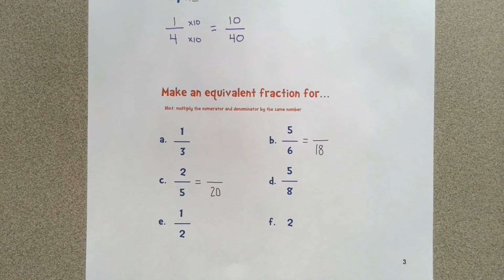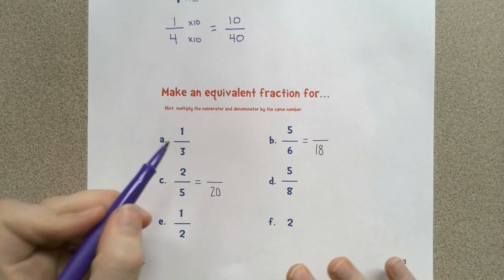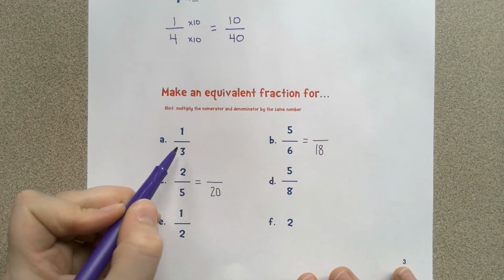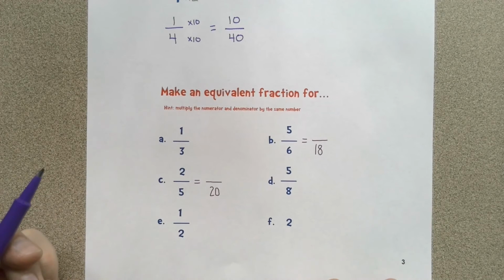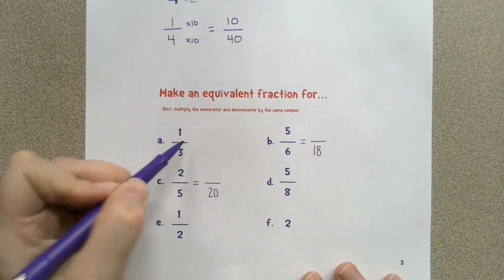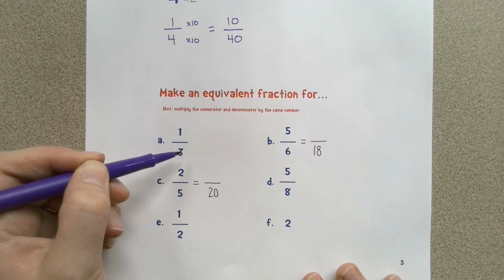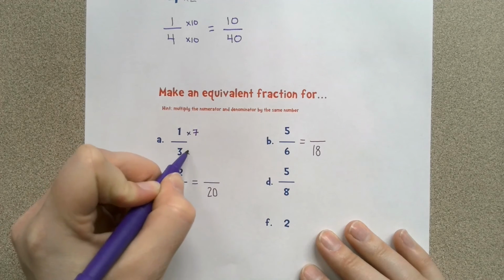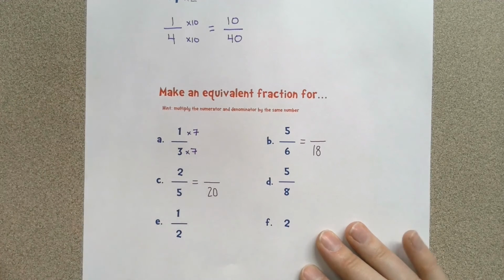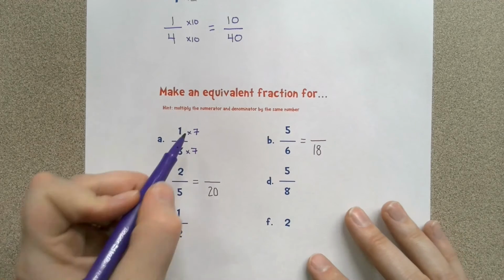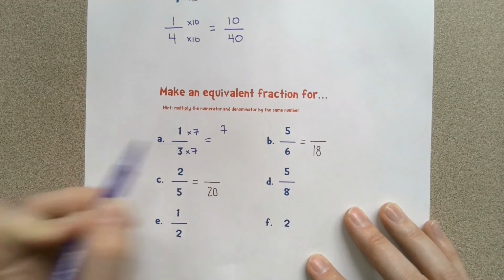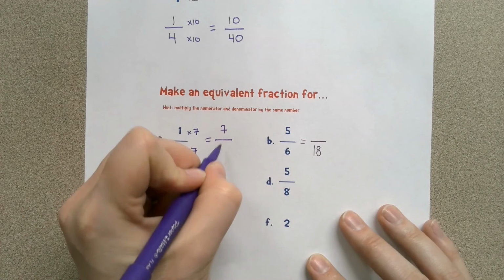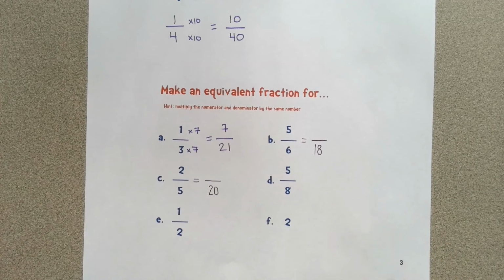So let's practice some of these. We want to create an equivalent fraction for 1/3. There are many different options we could do. We can multiply by 2, we can multiply both by 3, we can multiply the numerator and denominator by 4. We get to pick. So for this one, let's say we're multiplying by 7. It has to be 7 in both the numerator and denominator. 1 times 7 gives us 7. 3 times 7 gives us 21.